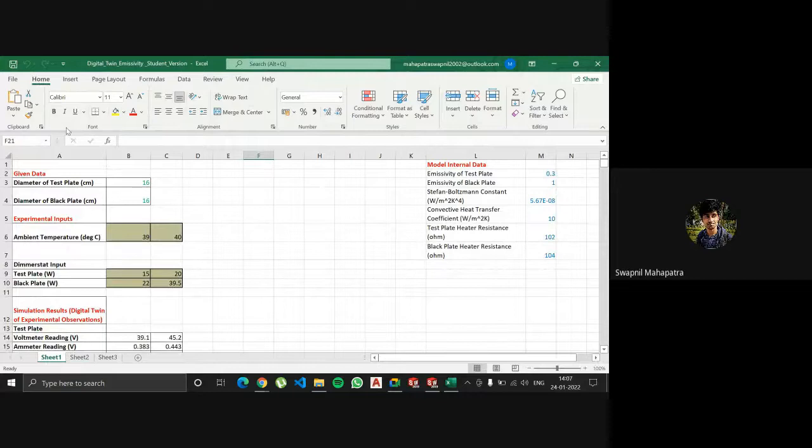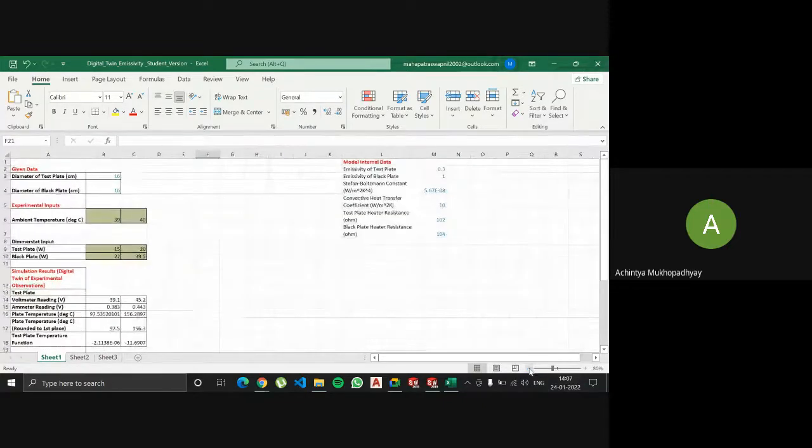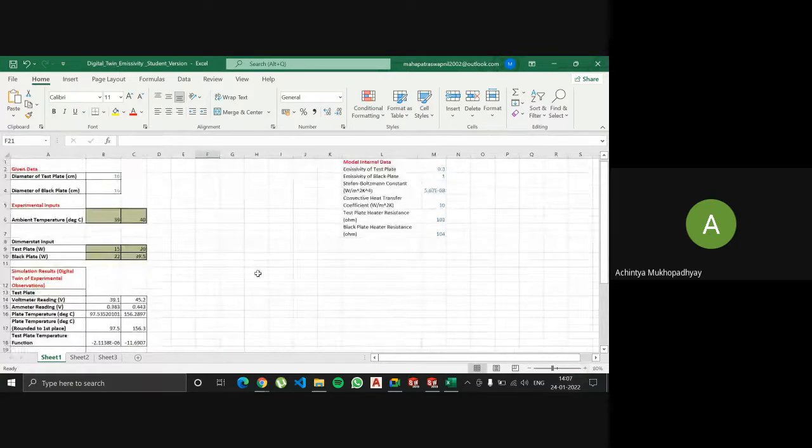This is a little more complicated than the previous one, because here a nonlinear equation will be solved. You just remember one thing. You just note down these values, and then again, as on the previous day, only the shaded boxes are where you have to give the inputs. So you note down these values and remove them. Okay, sir.